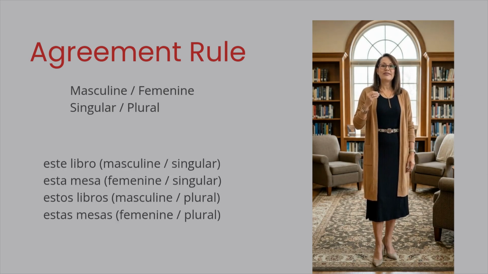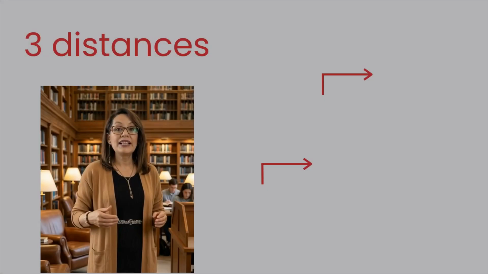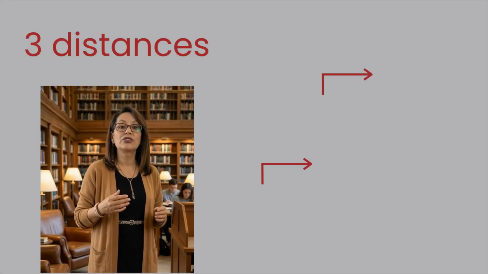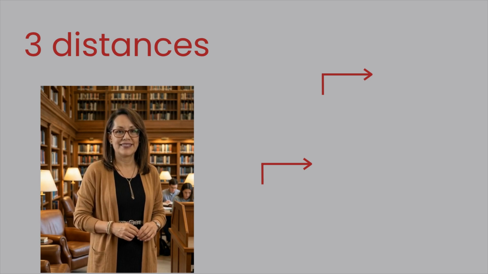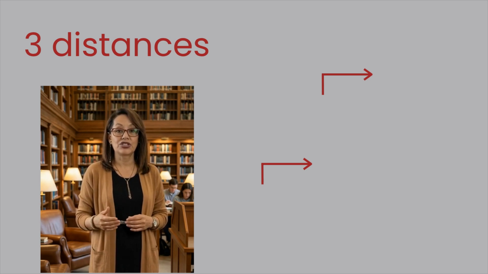For example, if the noun is masculine singular, we use a masculine singular demonstrative. If the noun is feminine plural, we use a feminine plural demonstrative. Spanish traditionally distinguishes 3 different degrees of distance. This is different from English, which generally distinguishes only 2, this and that.